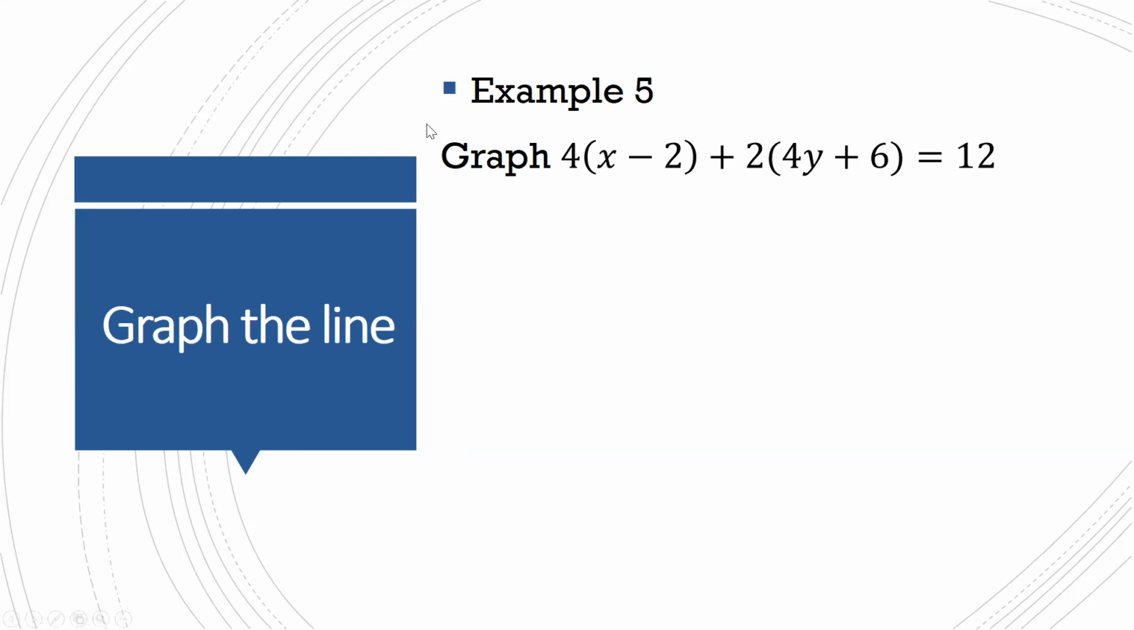Here in example 5, we want to graph 4 times the quantity x minus 2 plus 2 times the quantity 4y plus 6 equals 12. Now this is still a linear equation because our x's and y's are being raised to the first power, and we are not dividing by x and not dividing by y. So it is still linear, and we can graph this just like we graphed the others.